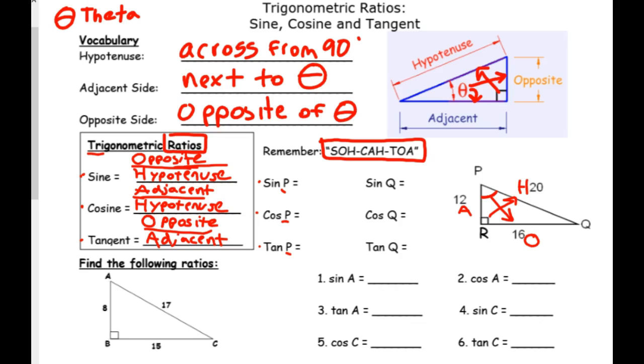In general, it's O over H, right? So what's O and what's H? O is 16, H is 20. So I'm going to put 16 over 20. Is everyone with me? SOH means O over H, and I already know what O and H are. So just put them as a fraction.